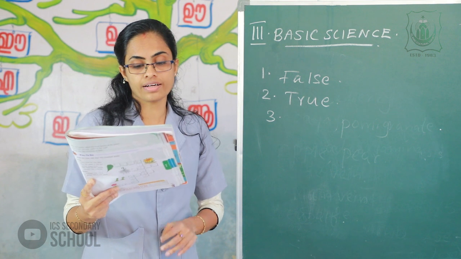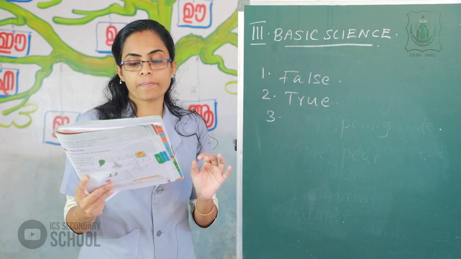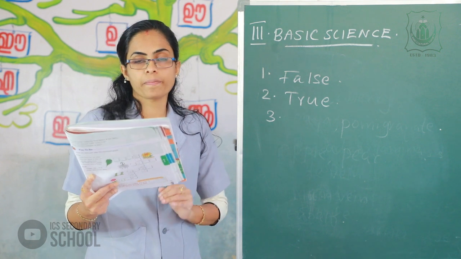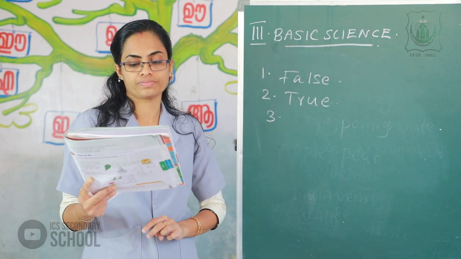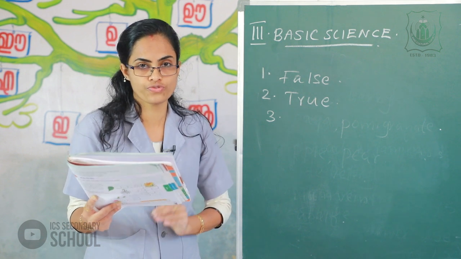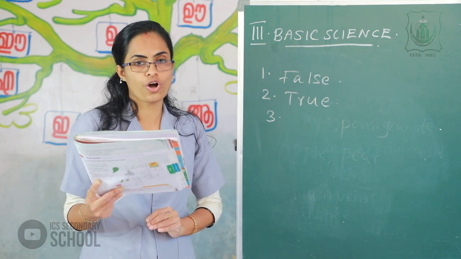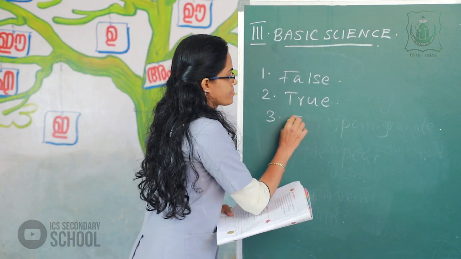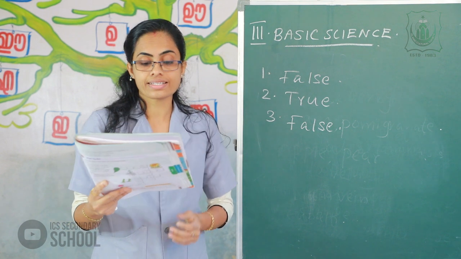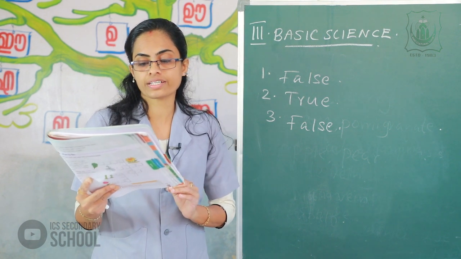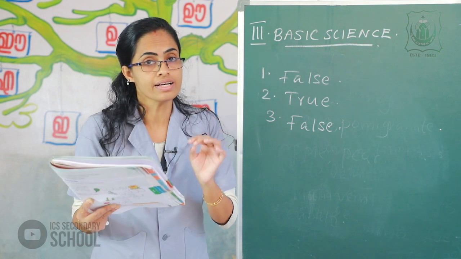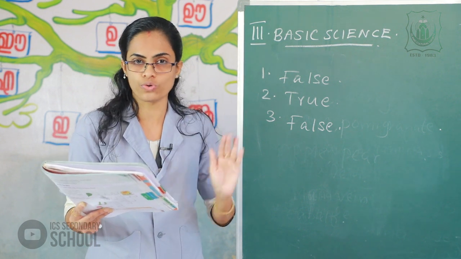And the third one: the roots of a sugarcane plant store food. False. It is the wrong statement. The answer is the stem of a sugarcane plant stores food. Sugarcane plants store food in their stem, not roots.